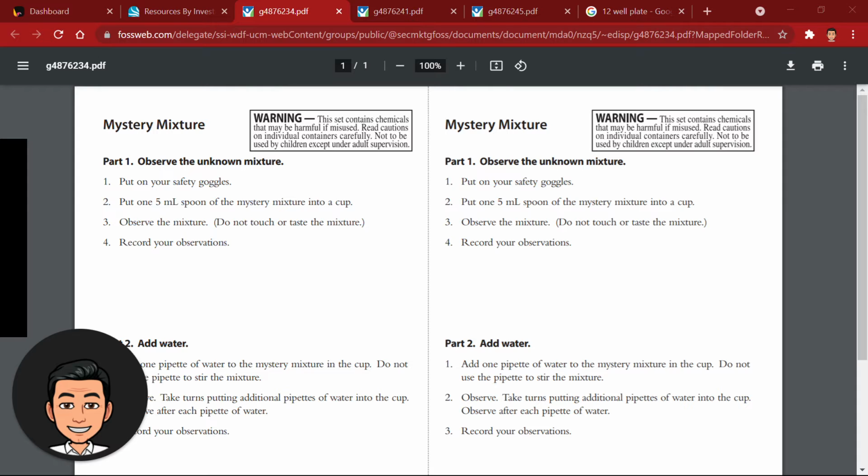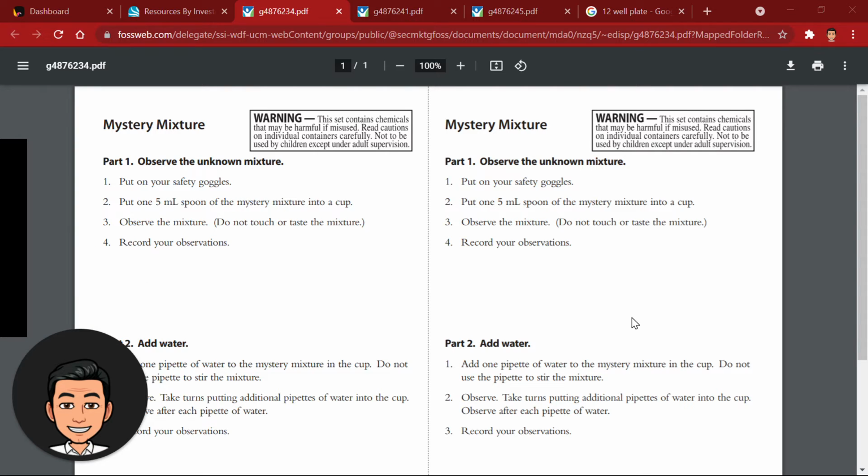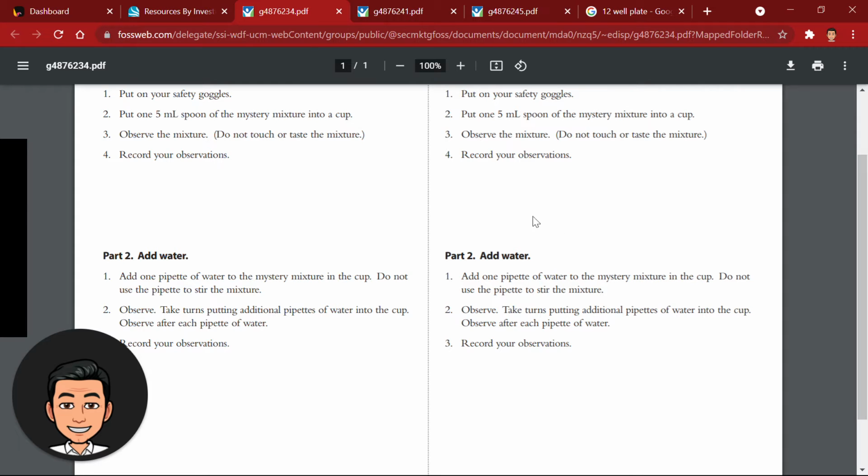So to recap on where we've been going with this mystery mixture, our first entry into a notebook was to observe the unknown mixture itself. In the first part, we just looked at the two substances mixed together, the unknown mixture. And in the second part, we added water and we watched a chemical reaction occur. Now, you should have put observations in this area for the first part and observations in the second area.